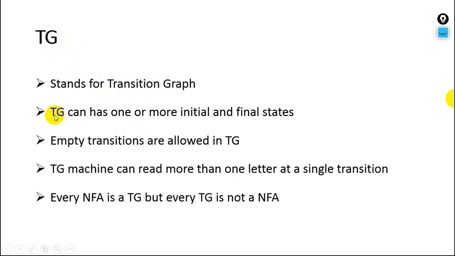What is a transition graph? TG can have one or more initial and final states.